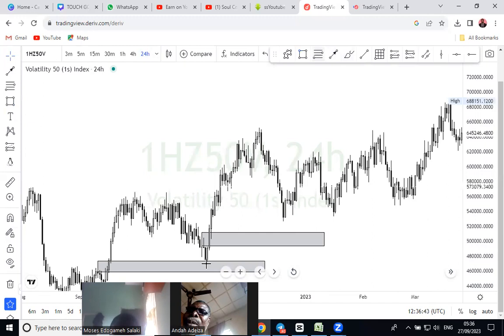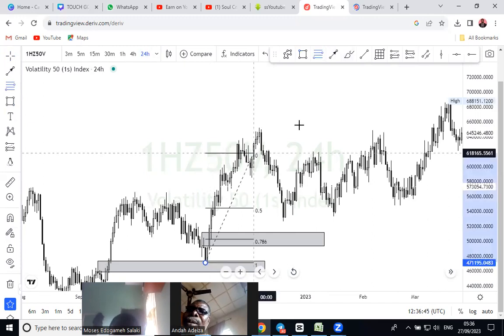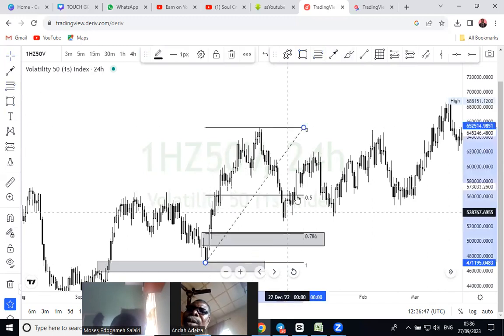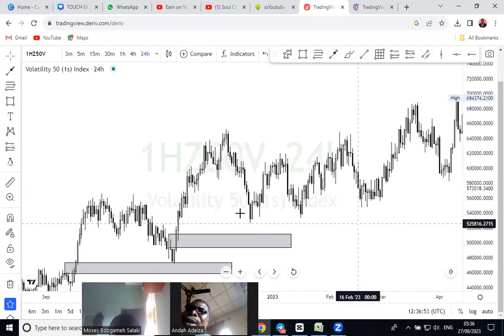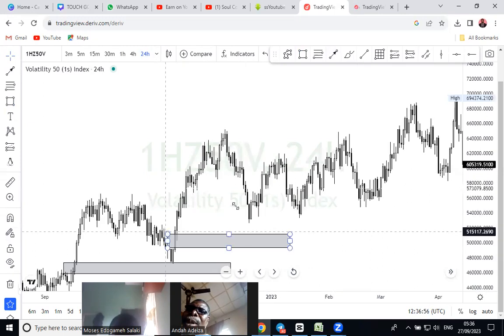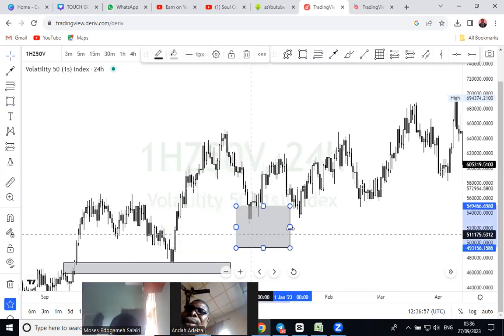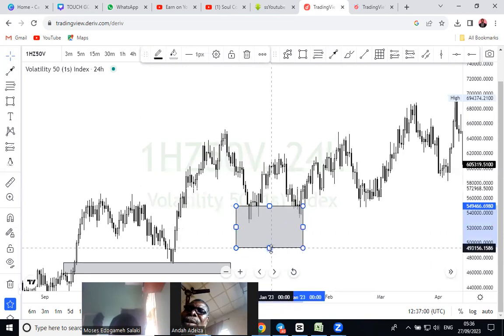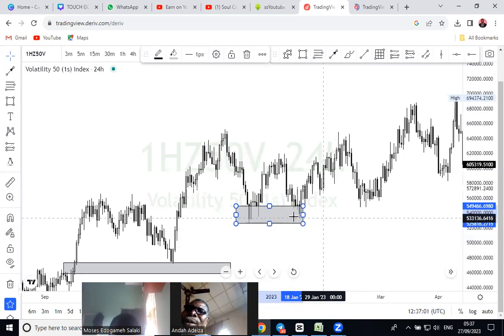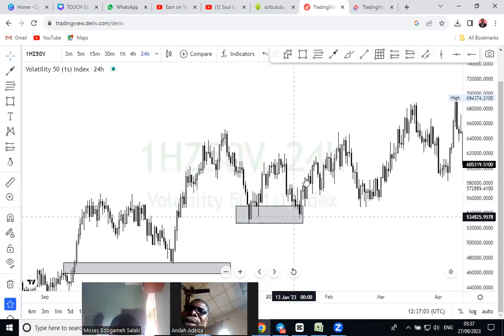If you take your Fibonacci from this low to this high, look at where price started buying up. It's below 50%, so that's a discount. Price came and bought here, so this buy was a legit buy. If you go to 1 hour, you see how clean this buy was.